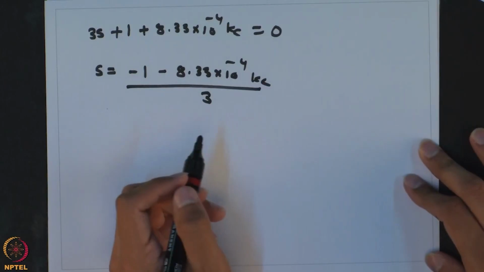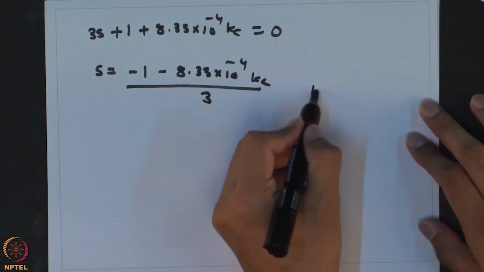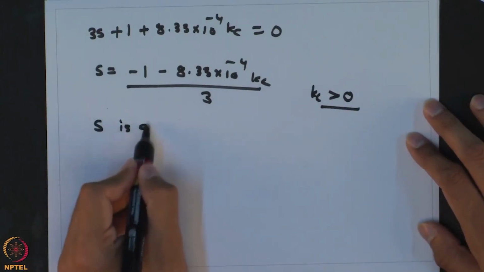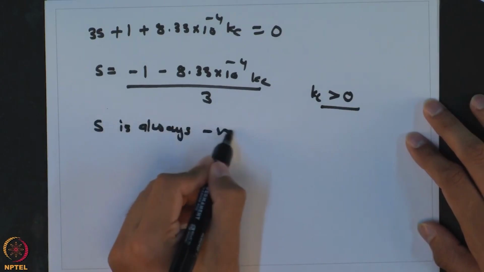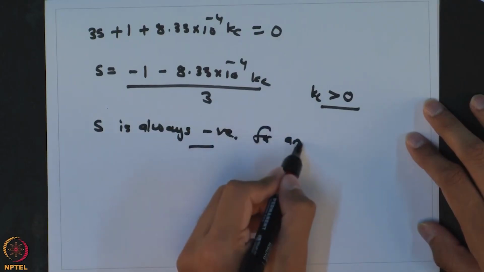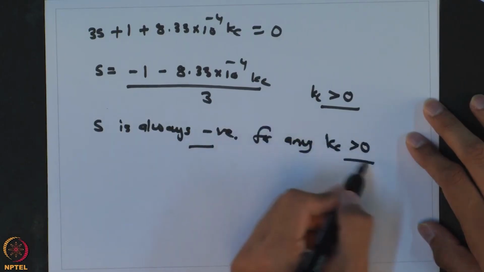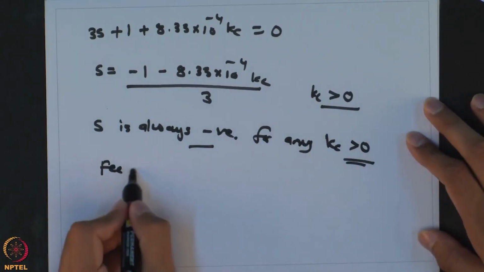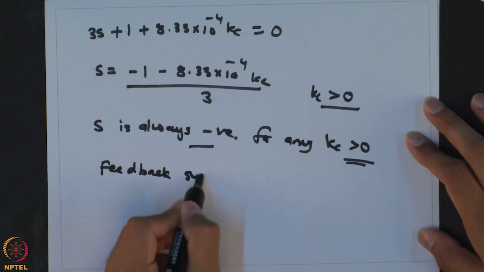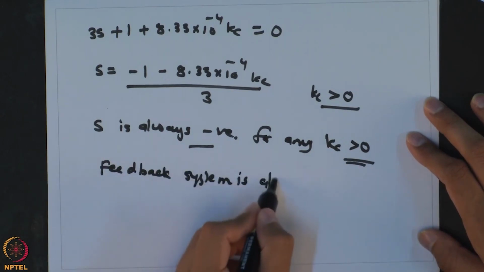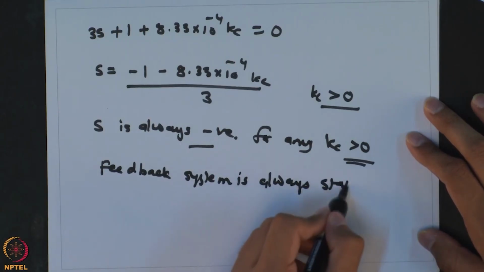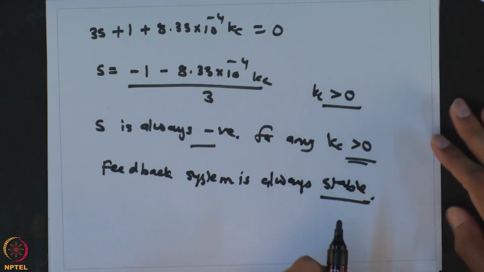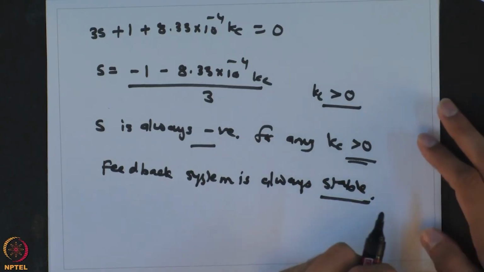Again, this is a reverse acting controller, so Kc is always greater than 0. So you can see that s is always negative for any Kc greater than 0. So what we will realize is that the feedback system is always stable. Now let us slightly tweak this system and try to look at a more realistic picture.